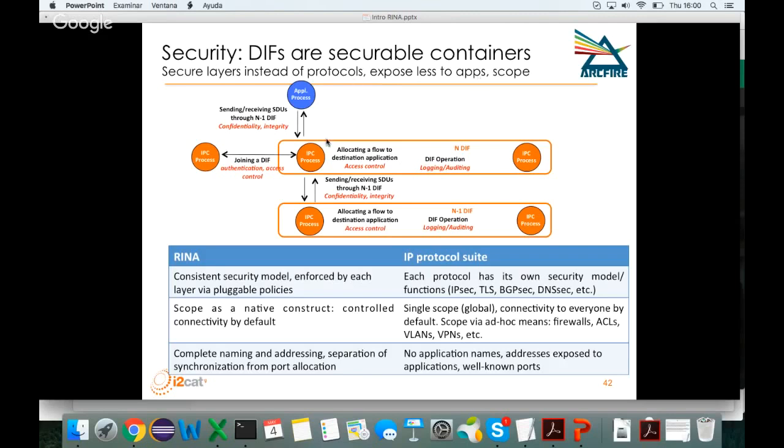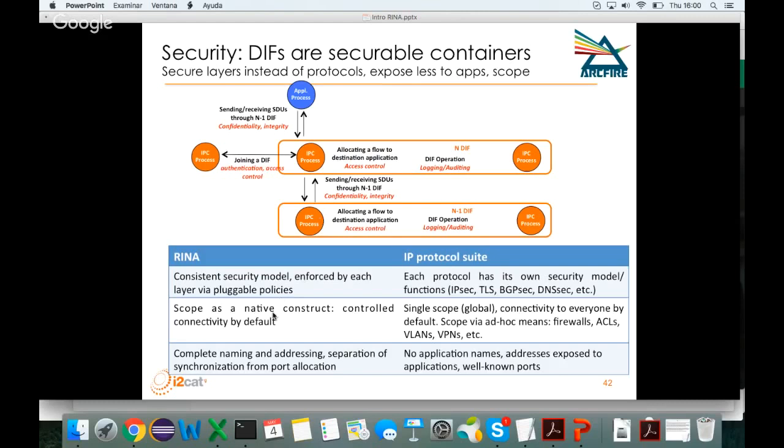Instead, in RINA, what is secured is not the individual protocols, but the layers. So for the distributed applications, when a member of a DIF wants to join, you do authentication and access control. When an application wants to write some data to the DIF, if it doesn't trust it, it will encrypt the PDUs. And this is the same relationship that you have among all layers, because all layers are equal. They have the same structure. So you have a clear security model across all the layers of the stack, which is much easier to reason about. And you don't have to implement security per protocol, just per layer, which is much cheaper.